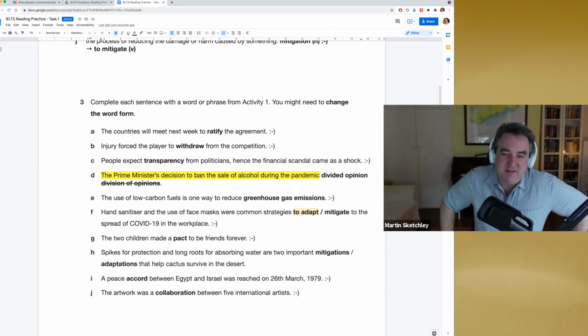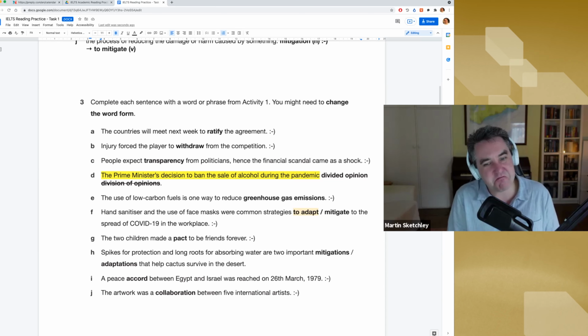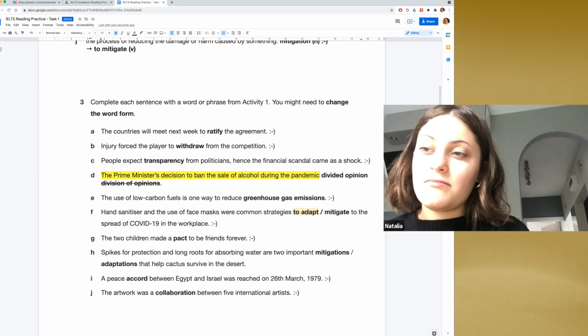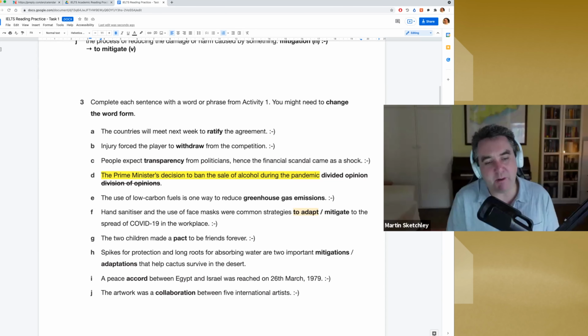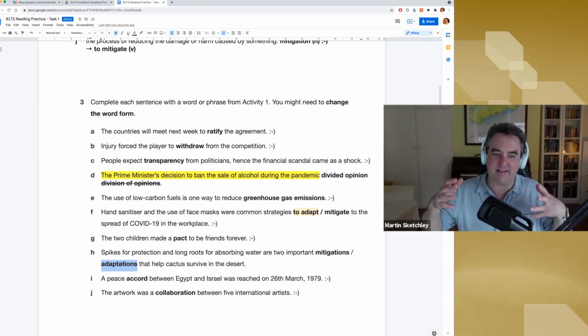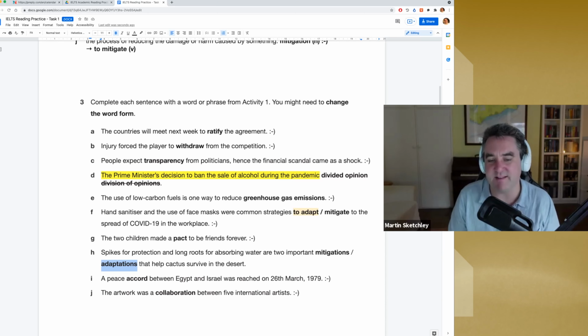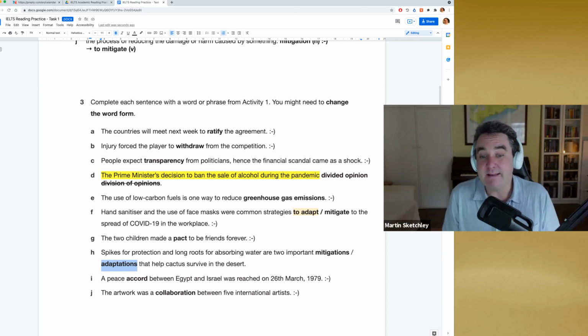I think two important mitigations that help cactus survive. Yeah. But I can see why adaptations is the correct one because the cactus, or the cacti, is adapting to the environment and the desert. But not to worry. It's not really that important.